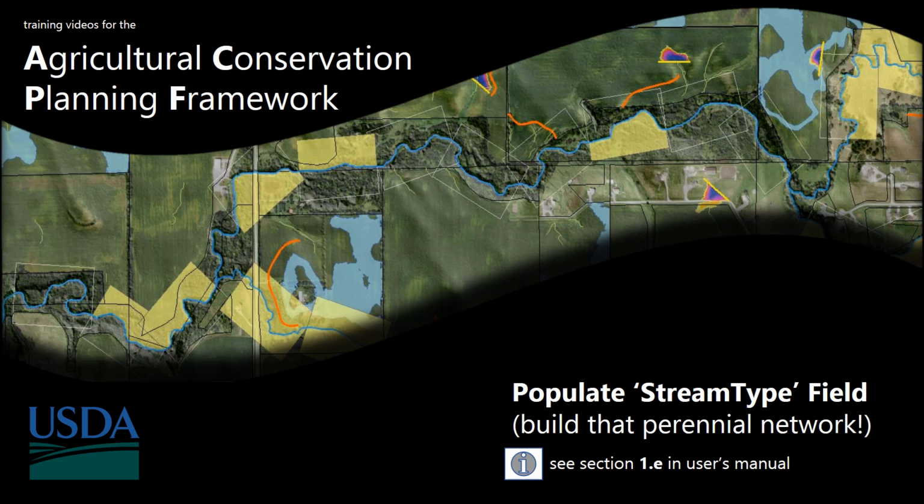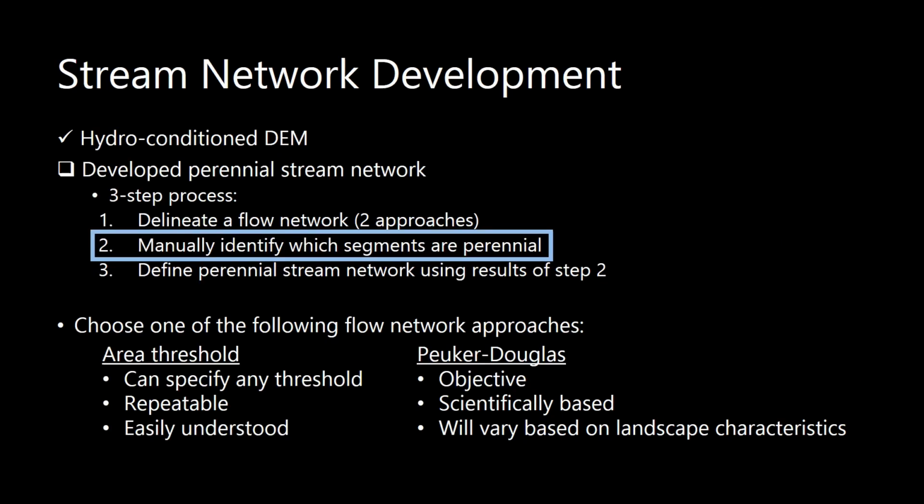In this video, we are going to start building our perennial stream network by populating the StreamType field of a flow network. Alright, so we have the hydroconditioned DEM and associated derivatives. We've completed the first step of the three-step process by delineating a flow network using one of the two methods. And now we're moving on to the second step, where we get to manually identify which segments are perennial. This is an important step, as whatever we define to be our perennial network will become our stream reach, which we use in later tools such as the runoff risk or the riparian assessment suite or the nutrient removal wetland tool. So let's get started.